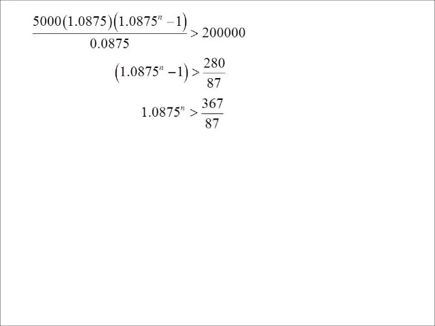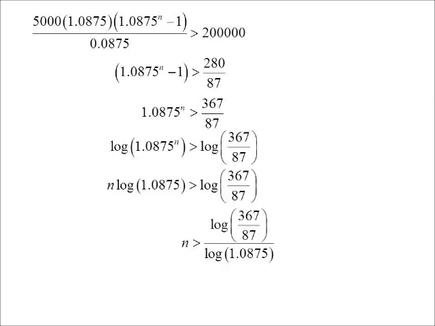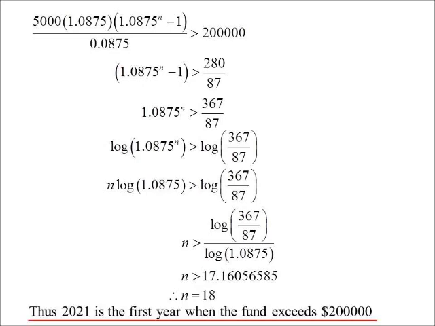367 on 87. Again, we got a situation where it's in the power, so I'll log both sides. Bring the N to the front. Divide by, well, this is a log bigger than 1, so it's not going to change sign. So whatever this is, log 367 over 87 divided by log 1.0875, we get 17.160 and so on. So, well, the first whole number there would be 18. So it would be 2021 would be the first year.